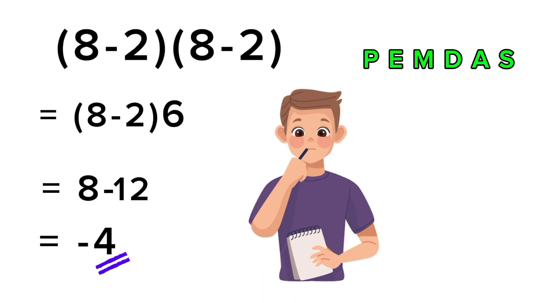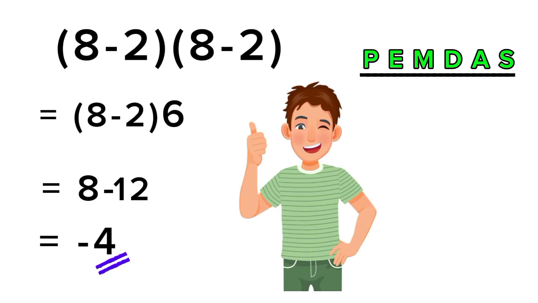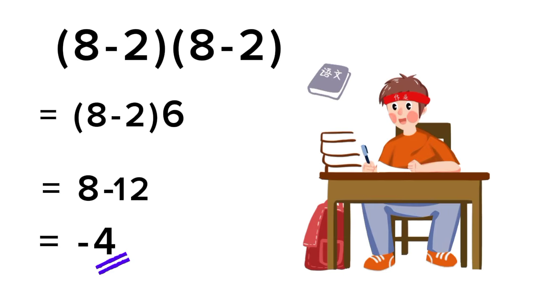So remember, even simple-looking problems can trip you up if you don't follow the rules carefully. Always think of PEMDAS: parentheses, exponents, multiplication, division, addition, and subtraction. Once you get that order clear, you can solve any expression confidently and correctly. And that's it. Our correct final answer is negative 4.